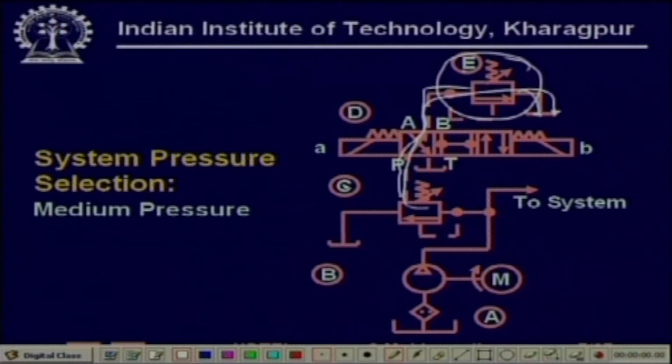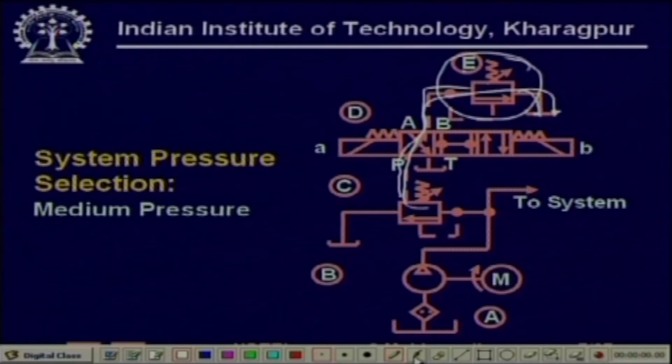C itself has its own setting, it's also a relief valve. This is a remote pilot, but it has its own setting, and that setting is actually higher than the setting of E. So, in that case, what is happening? In this case, the system pressure is limited by the setting of E, E being the lower one of E and C. Therefore, the limiting pressure is now medium.